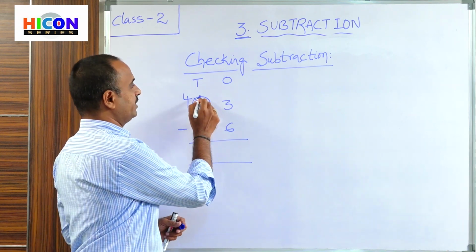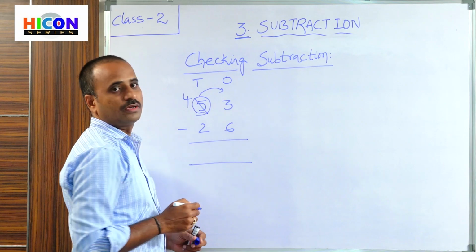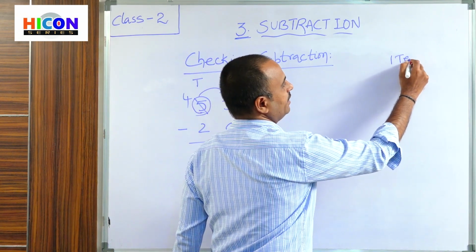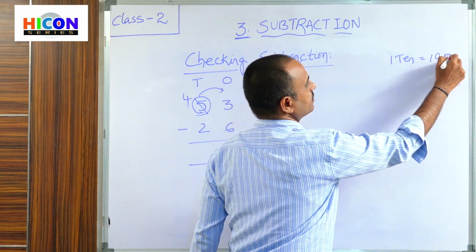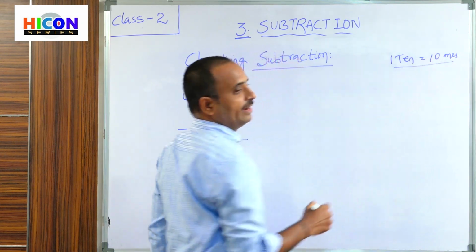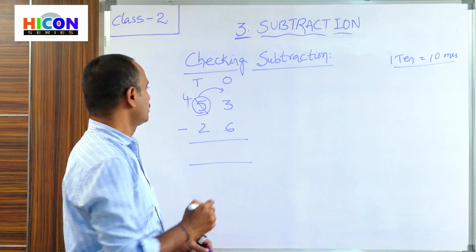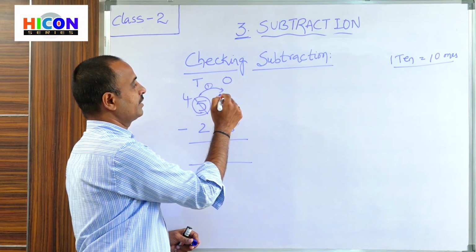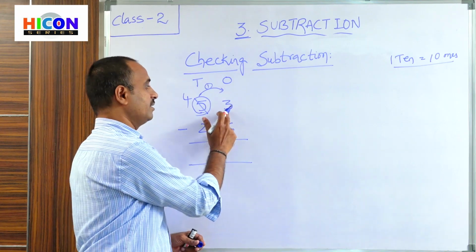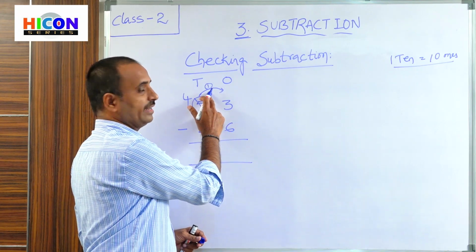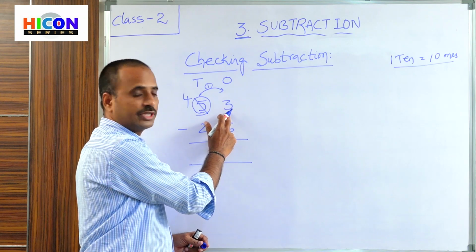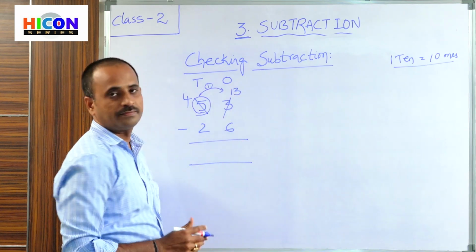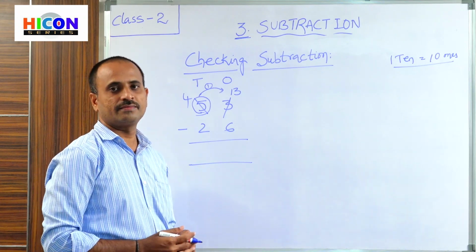Carry this 1 ten to the ones place. 1 ten is equal to 10 ones. So, carry this 1 ten to the ones place, then it will become 10 ones. Already there are 3 ones, and if the 10 ones are added to 3 ones, the total becomes 13 ones. So, now do the subtraction.